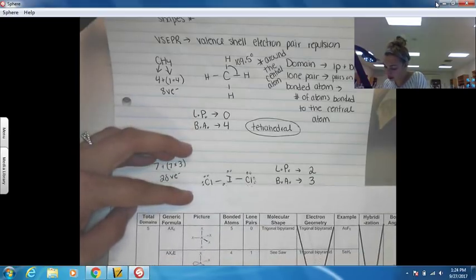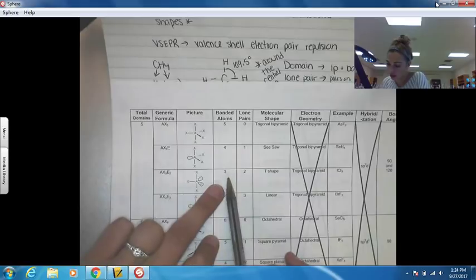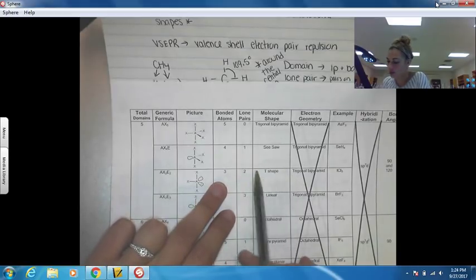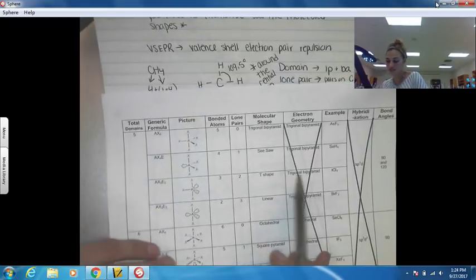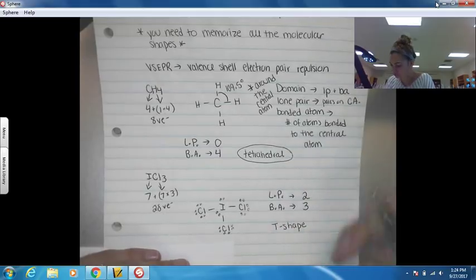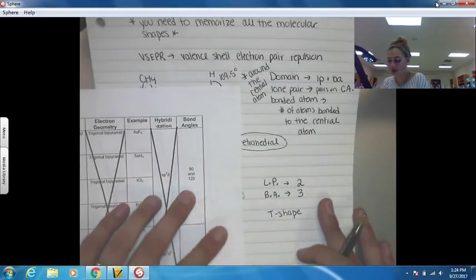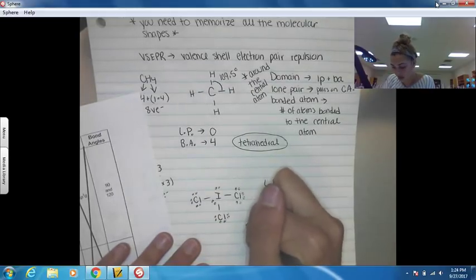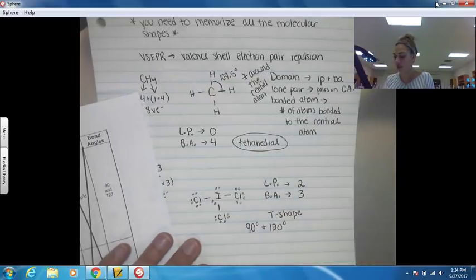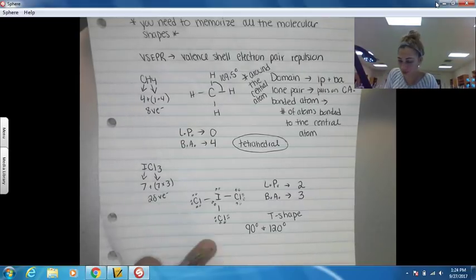So that's going to be right here. So it says, right? 3 bonded atoms, 2 lone pairs. The name of that shape is a T-shape. Now, for the bond angle, you see that it says 2 different angles. So you can write 90 degrees and 120 degrees. Let's try one more. Let's actually do this one on the whiteboard.